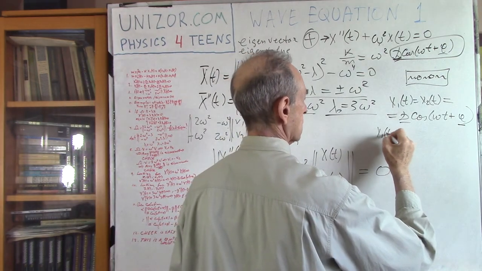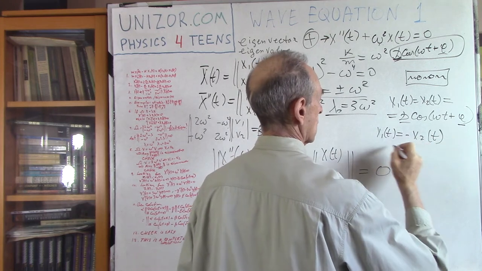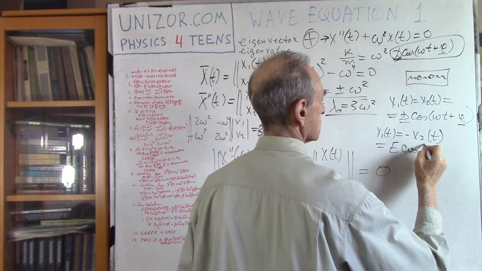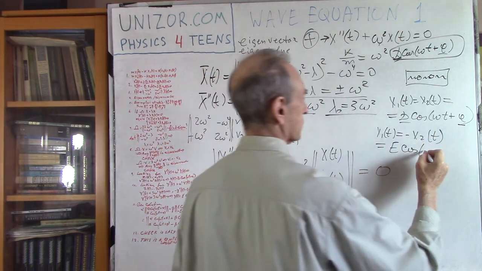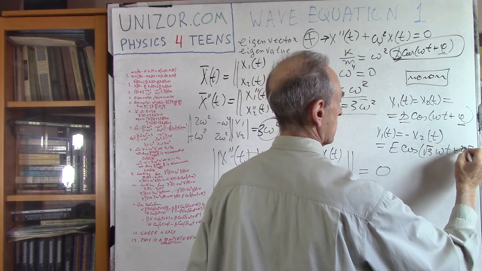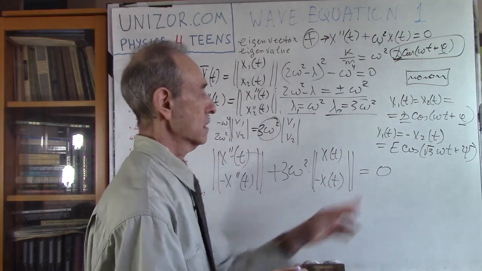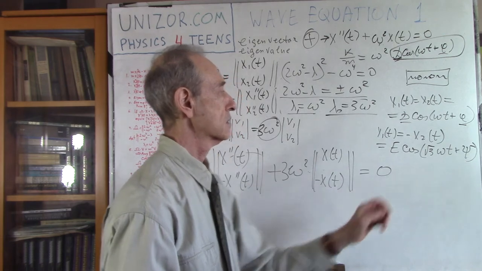x1 of t is equal to minus x2 of t is equal to some kind of other amplitude and cosine. Now, instead of omega, I have to have square root of 3 omega, right? t plus some other phase psi. Again, E and psi are any amplitude and phase shift.